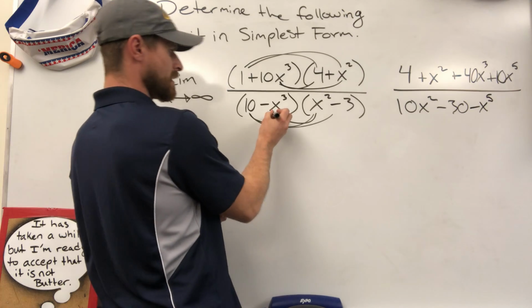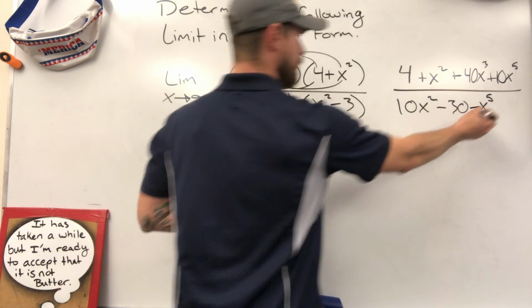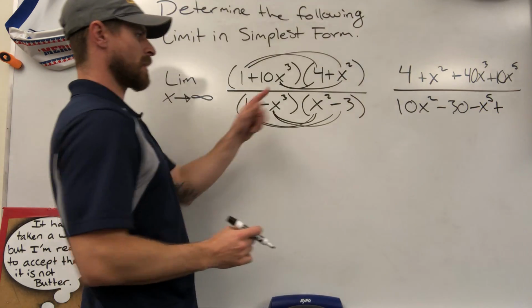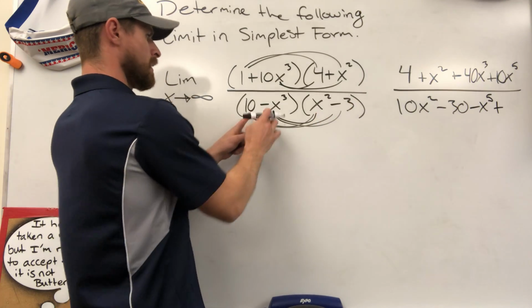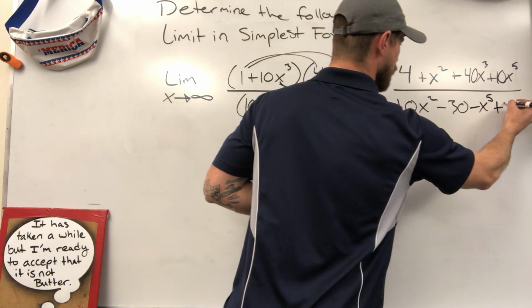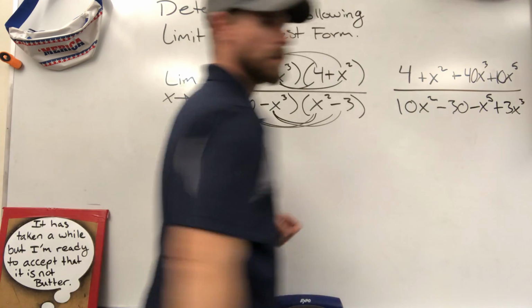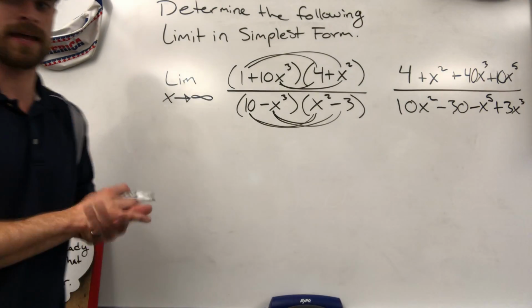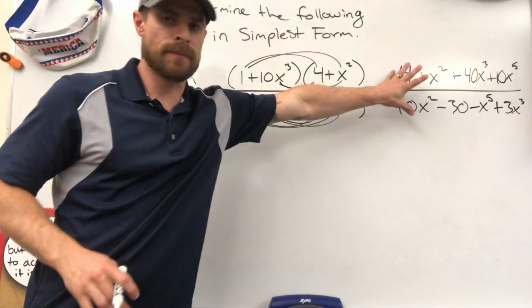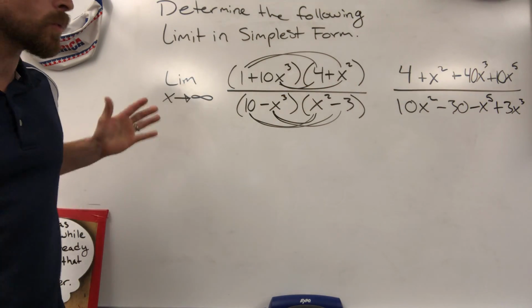And last but not least, negative times a negative makes a positive, and negative x to the power of 3 times negative 3, that's going to make positive 3x to the power of 3. Barely squeezed into the camera. Perfect. Look at that. Okay, we've got all this information over here.